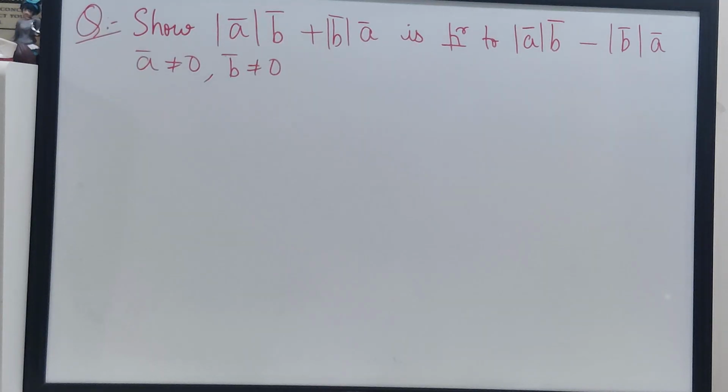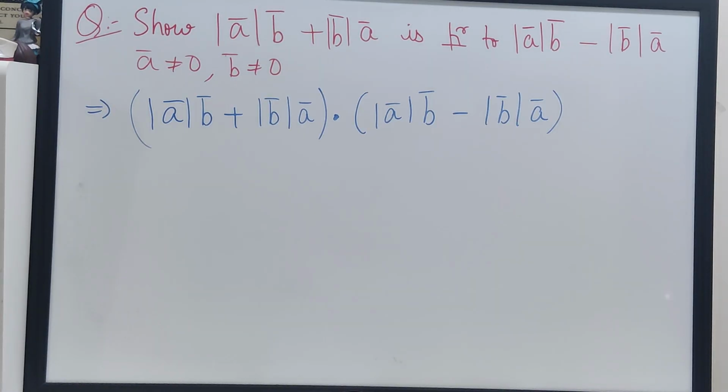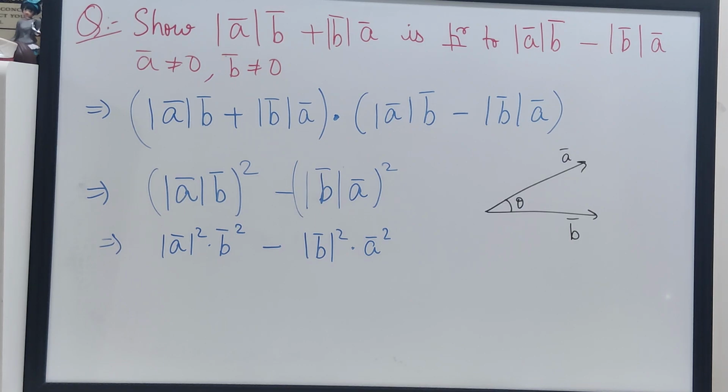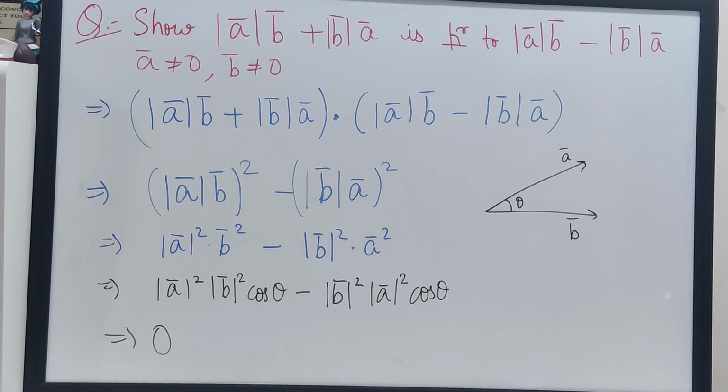Show that magnitude of A times B vector plus magnitude of B times A vector is perpendicular to magnitude of A times B vector minus magnitude of B times A vector, and A and B are not null vectors. So take the dot product. Theta will be same for both. So we conclude that they are perpendicular to each other.